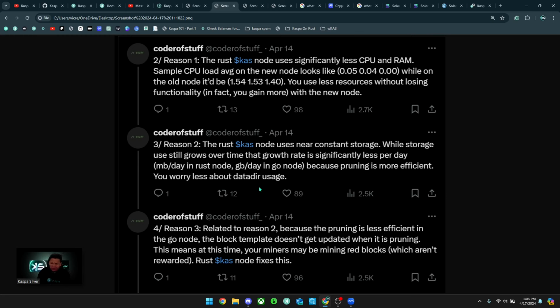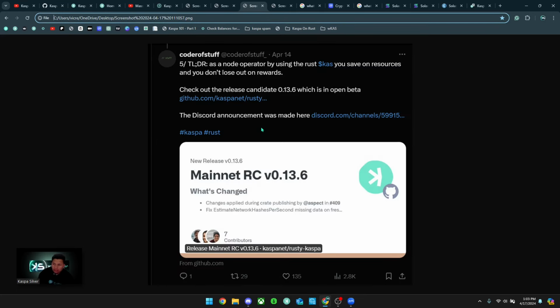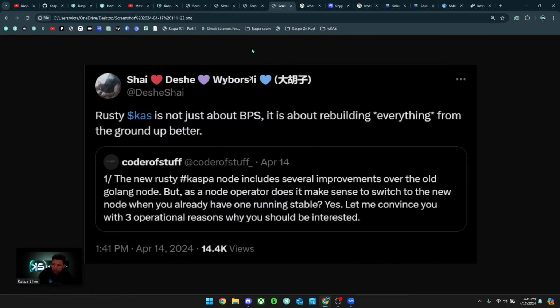So Rust is just all around much more efficient. It makes no sense to stay behind because you are simply missing out on the benefits of running Rust. And lastly, it says, as a node operator, by using the Rust Kaspa, you save on resources and you don't lose out on rewards. So any pool operator would be smart to be switching over to Rust so that you are collecting all the rewards possible while you're running your pool for miners to connect to.